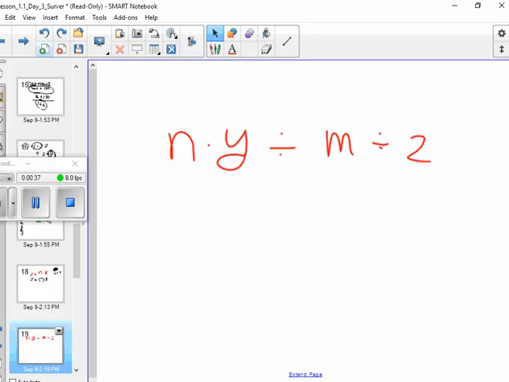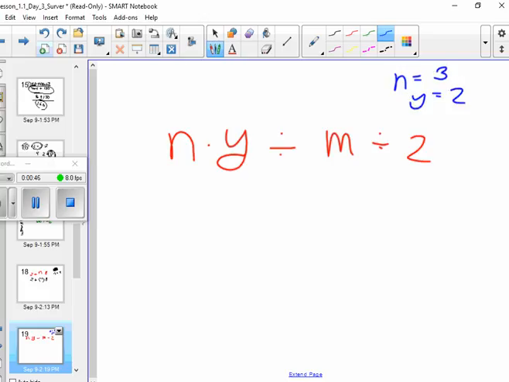I need to know what n and y and m are, okay? So I'll tell you that off to the side. N is 3, y is 2, and m is 2. Can two different variables mean the same thing? Yep, it's legal.